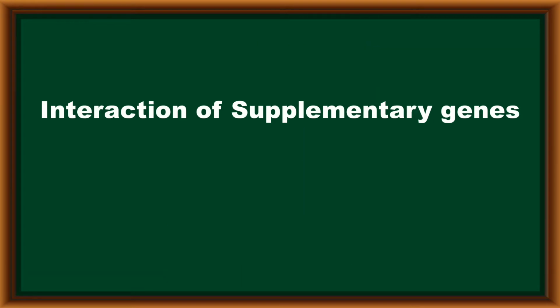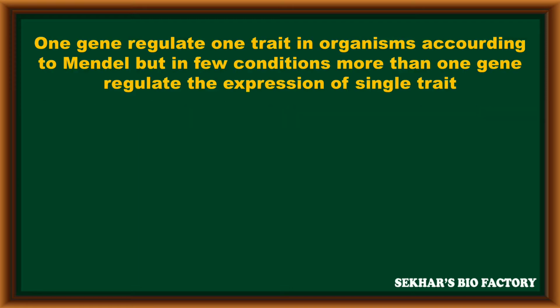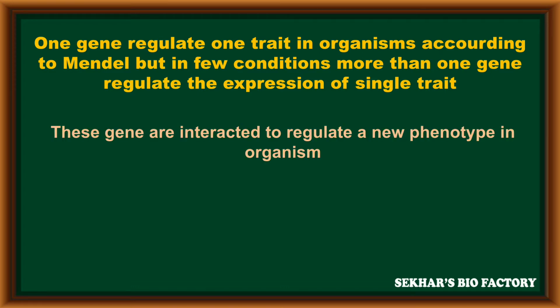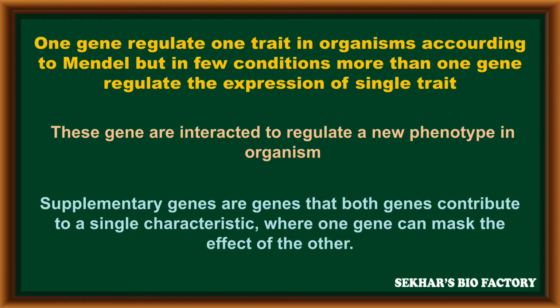In this video, I am going to explain the interaction of supplementary genes with 4 examples in both plants and animals. One gene can regulate one trait in a living organism according to Mendel. But in a few conditions, more than one gene can regulate the expression of a single trait. These genes interact to regulate a new phenotypic character in a few living organisms.